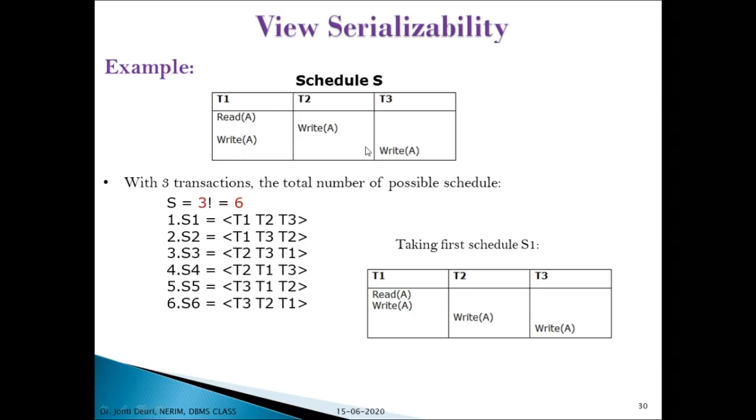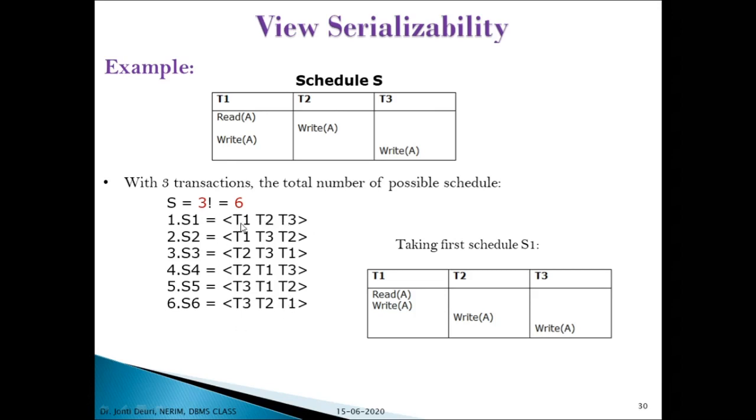So these are our operations for transactions T1, T2 and T3. We have this schedule. With three transactions, the total number of possible schedules is 6, that means factorial of 3. So this many ways we can do the schedule, right?